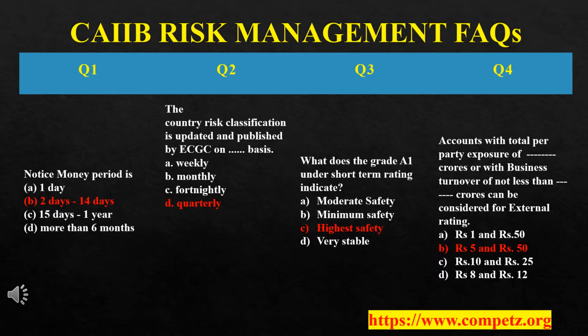So the borrowers falling under answer option B, that is rupees 5 and 50, are classified as corporate, and the applicable risk weight depends on their external rating. I would repeat once again: accounts with total per party exposure of 5 crores or with business turnover of not less than 50 crores, that means it should be more than 50 crores, can be considered for external rating. The answer will be option B, rupees 5 and rupees 50.